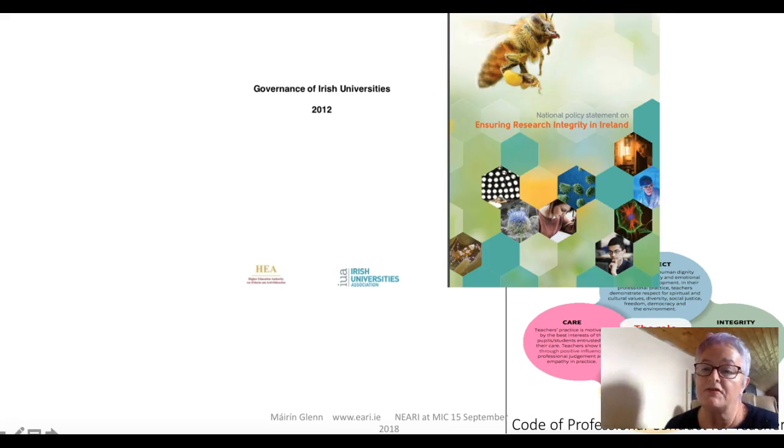When it comes to integrity in research, we looked at the National Policy Statement on ensuring research integrity in Ireland. And that's based on 8 principles which are drawn from the European Code of Conduct for Research Integrity. And those principles include impartiality, honesty, reliability, objectivity, open communication, duty of care, fairness and responsibility, and so on.